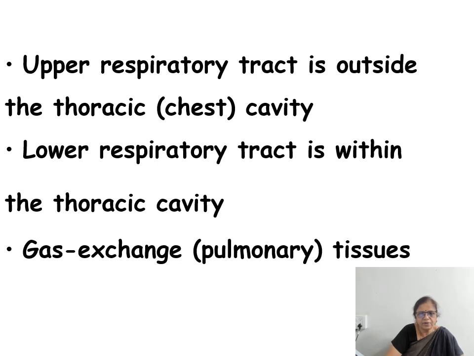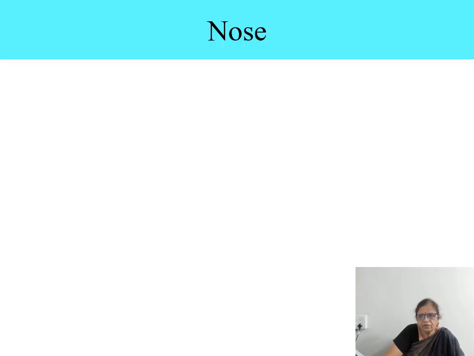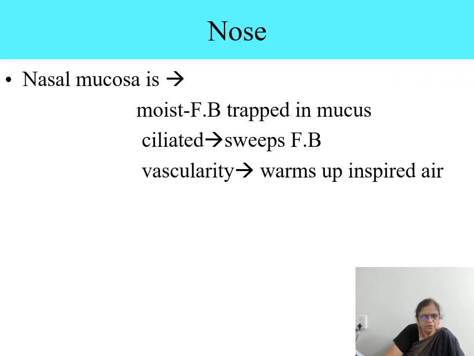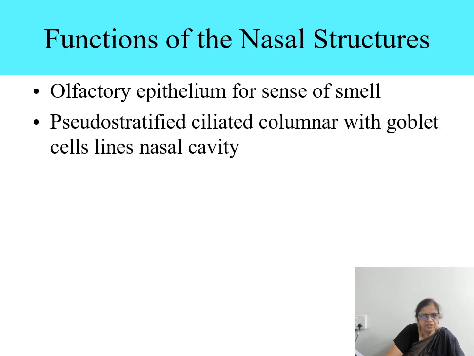We divide the tract into upper respiratory tract and lower respiratory tract for the purpose of studying infections, such as upper respiratory tract infections and lower respiratory tract infections. Just above the thoracic chest cavity is called the upper respiratory tract, from the nose to the trachea. The lower respiratory tract runs from the bronchi to the terminal bronchioles and alveoli. So this is briefly about the nose. What are the different parts of the nose?